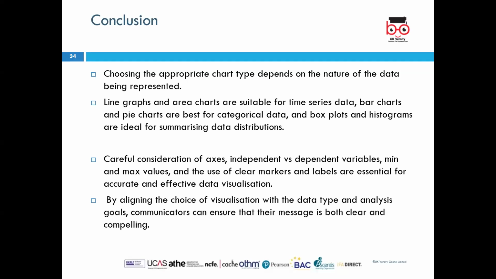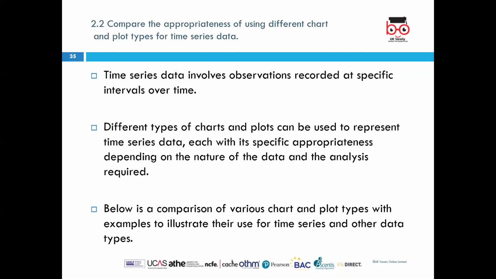So we can now say that line graphs and area charts are suitable for time series data, bar charts and pie charts are best for categorical data, and box plots and histograms are ideal for summarizing data distribution. So we're now going to compare the appropriateness of using different chart and plot types for time series data.